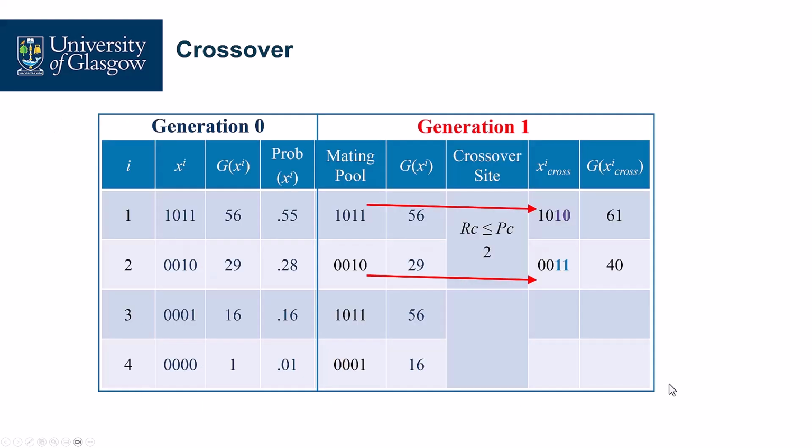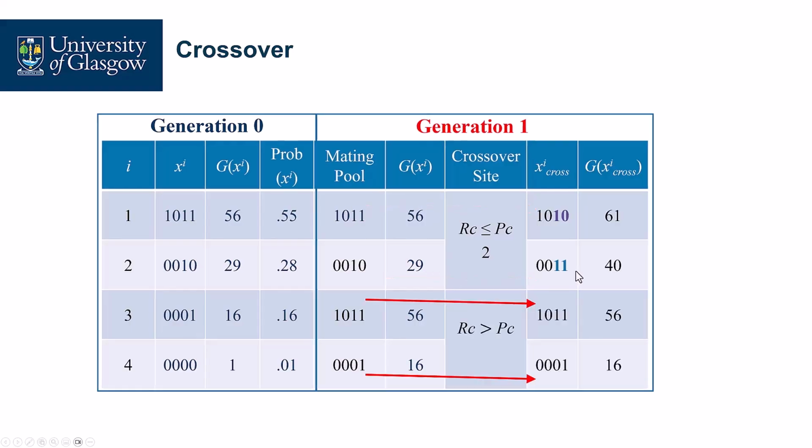Okay, now this is an example. We consider the mating pool, and we select 2 of them. Now we generate RC and compare with PC. RC is smaller than PC, so we do crossover. The crossover site is 2, we put it here, then we do the crossover. For the next one, the RC is larger than PC. So in this way, we don't do crossover. As you can see, this one just becomes the child solution, and this one also directly becomes the child solution.